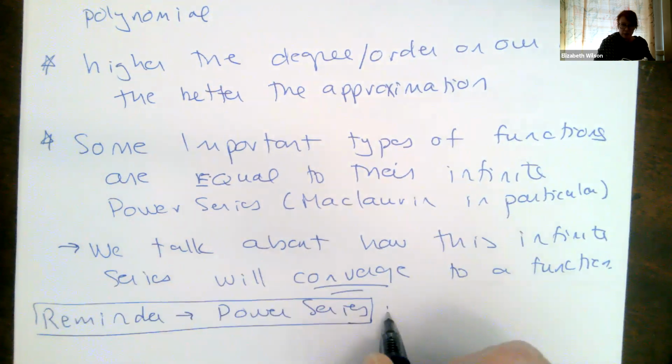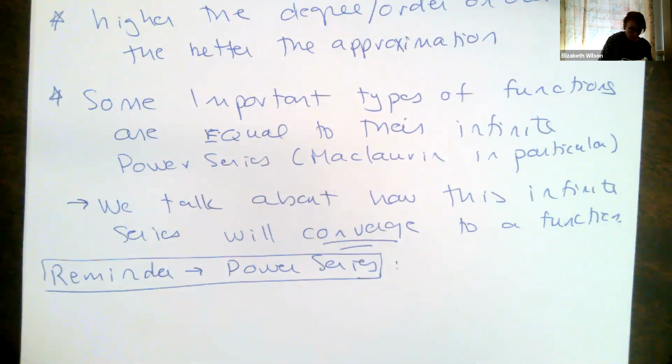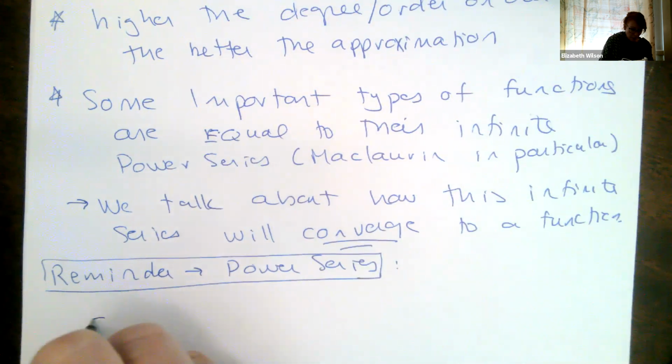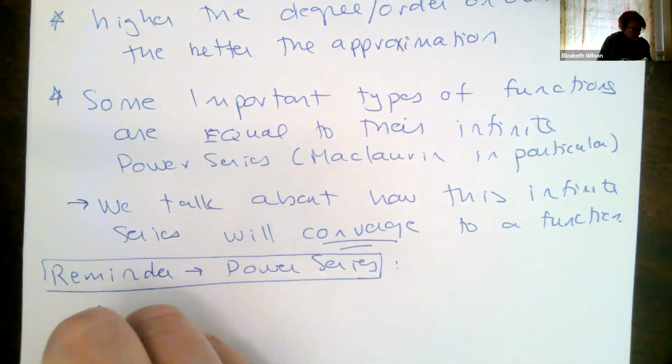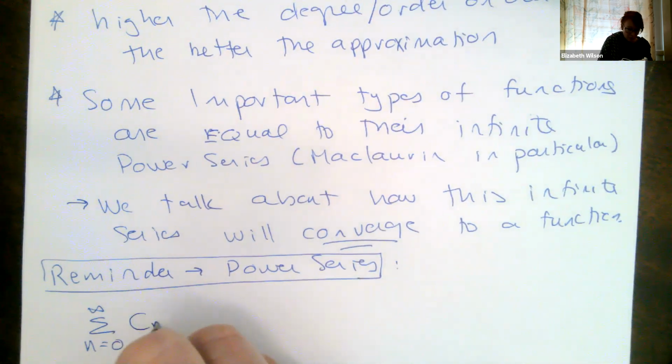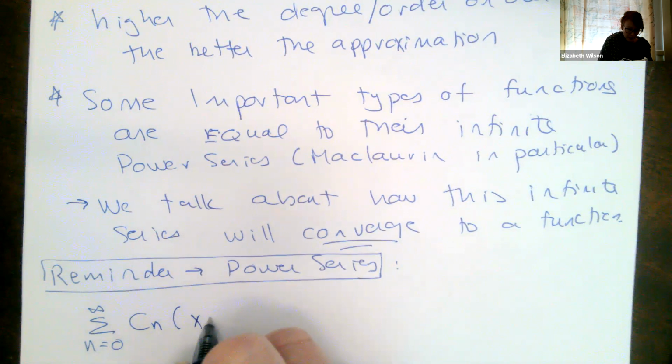So a power series is basically a sum, right? I'm going to write it like our polynomial. We use our dummy variable n, or k, whatever. It goes up to infinity. We have our coefficient c sub n, times x minus a to the n.